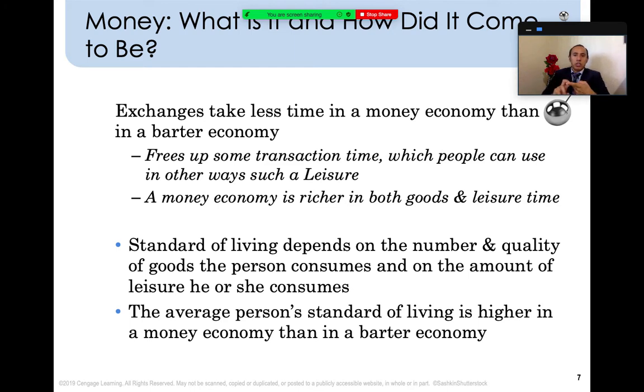It generates more transactions in buying and selling goods and services, and the amount of leisure that can be obtained increases over time. Also, the standard of living depends on the number of transactions and the quality of goods and services that a person consumes in the market. And with an increase in transactions and consumption of goods and services, the individual enjoys a greater economic well-being. The average person's standard of living is higher in a money-driven economy or paper currency-driven economy than in a barter economy. Essentially, the barter economy is less developed and it's not financially stable.